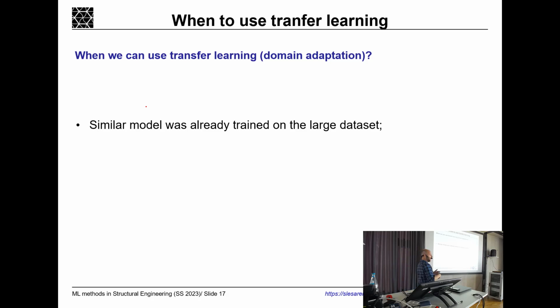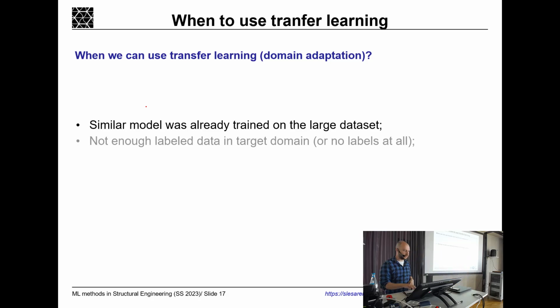For instance, you have a model that knows how to recognize cats. Why not use this knowledge and recognize dogs? And I will show you how it works on the next slide. Another reason we need transfer learning in many cases is we don't have enough labeled data in a target domain, or we don't have labels at all. That's quite a common situation, when we really do not have labels, or you need to hire someone to label it, and it will be quite expensive as well.